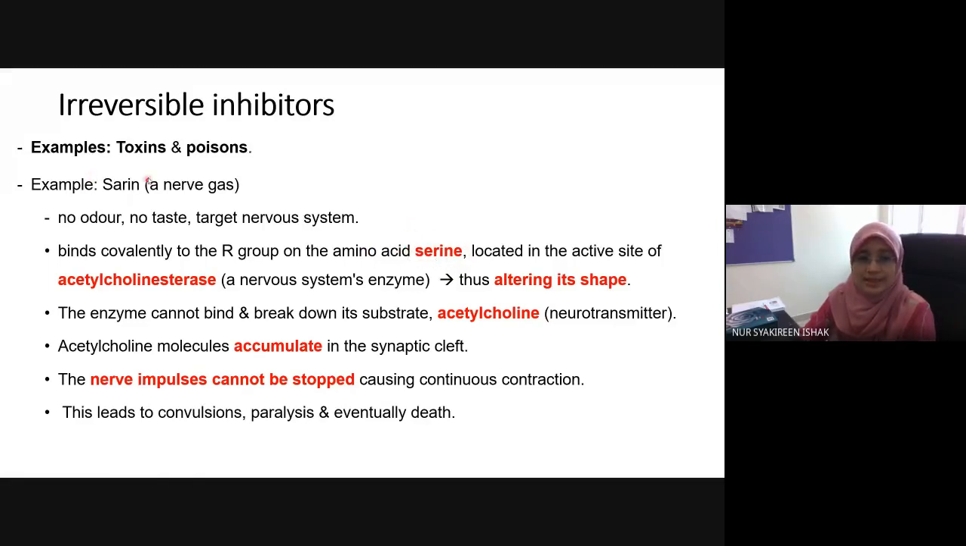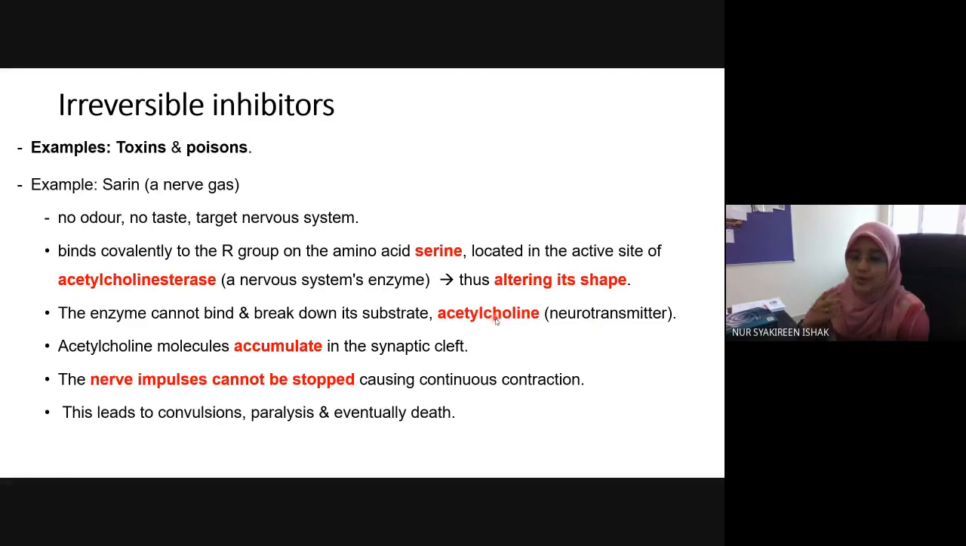So this toxin will bind to the R group of the amino acid serine and alter the shape of the enzyme. So the enzyme cannot bind and break down its substrate, which is acetylcholine. The substrate of this enzyme is acetylcholine, which is a type of neurotransmitter.